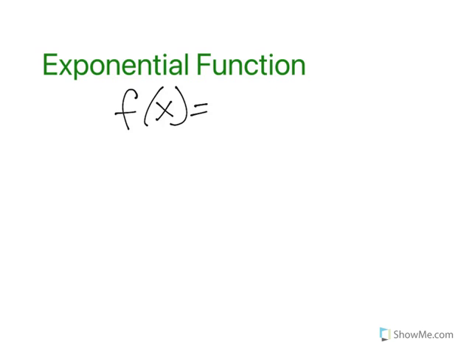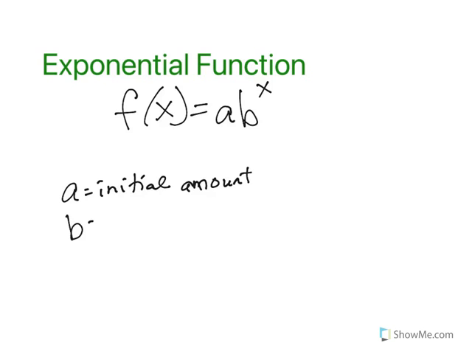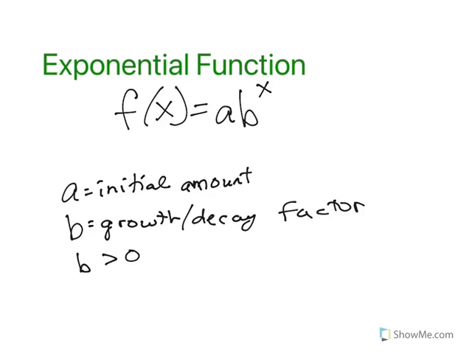We've got f of x equals a b to the x, where a is the initial amount or the initial value. What do we start with? B is going to be our growth or our decay factor, depending on the problem. We do know that b is always going to be greater than 0, but b cannot be equal to 1. If it's 1, we are neither growing nor decaying.